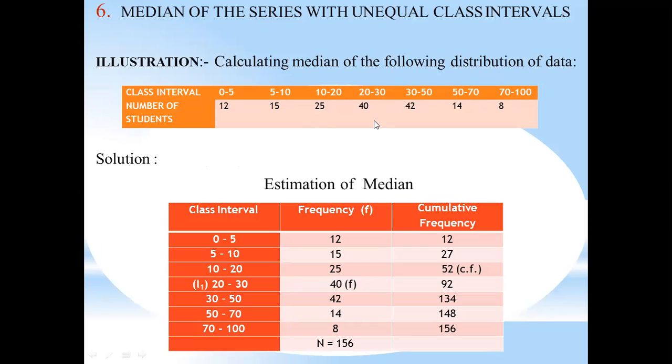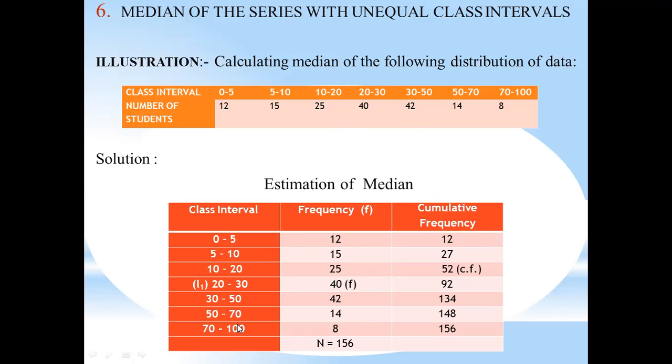Now, if unequal class intervals are given, then what should you do? The same thing. You don't have to change anything, children. You just have to calculate as it is given. So remember, when unequal class intervals are given and you have to calculate the median, you can straight away take the class interval and the frequency and substitute the values in the formula. You don't have to do anything here.